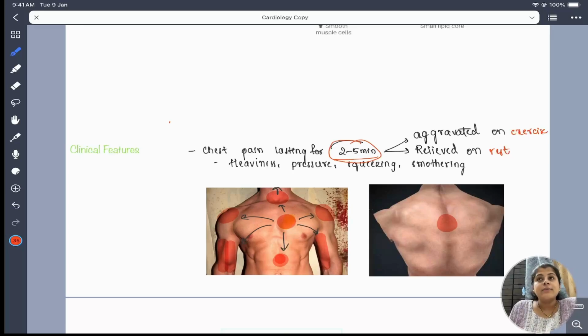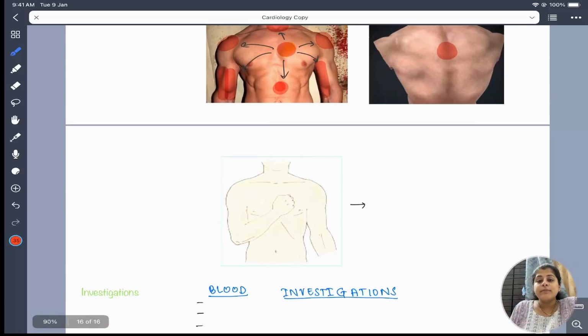Whenever the patient comes with chest pain, you should always ask the patient what the type of chest pain is. If you ask them, they'll say either it's like heaviness, or they'll say I'm unable to breathe, or there is something very heavy kept on my chest, or squeezing or smothering type. They'll typically describe the pain like this. And some patients might place their fist over the chest and say, no, it's paining here. So this is the typical Levine sign.